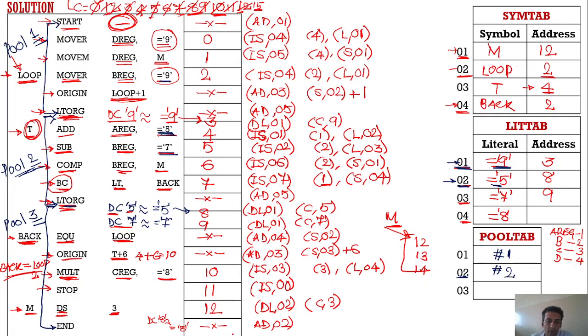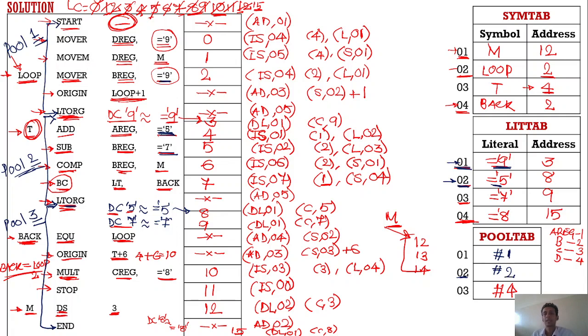Okay, so at location 15 I will write DL comma 01 C comma 8. Okay, and DL comma 01 C comma 8 represents the memory allocated to literal 8, so it is allocated at location 15. I should update address of 8 in the literal table as 15. Correspondingly, this 8 belongs to the pool 3 of literals, so I should write pool 3 of literals is starting from fourth literal in the literal table.